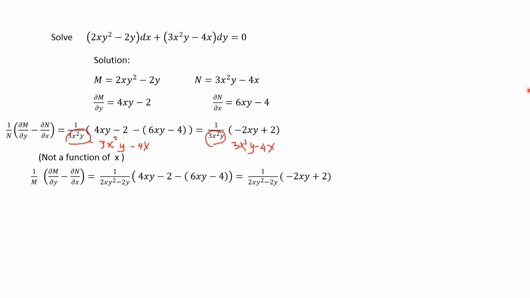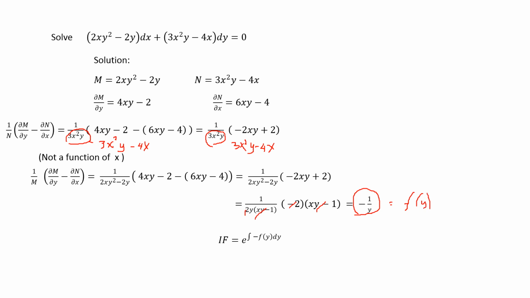Let's see if we can simplify this. Factor 2y there, that is 1 over xy minus 1, and factor negative 2, that is xy minus 1. Notice that xy minus 1 will cancel out as well as the 2 there. So you have only negative 1 over y, which is a pure function of y. Therefore, we can have an integrating factor.